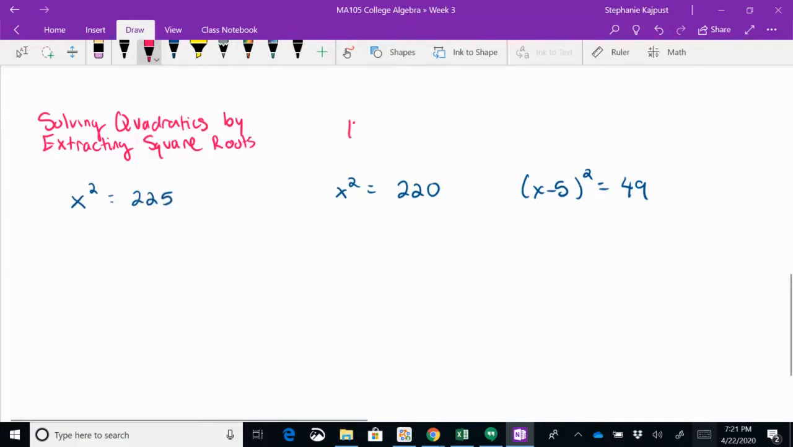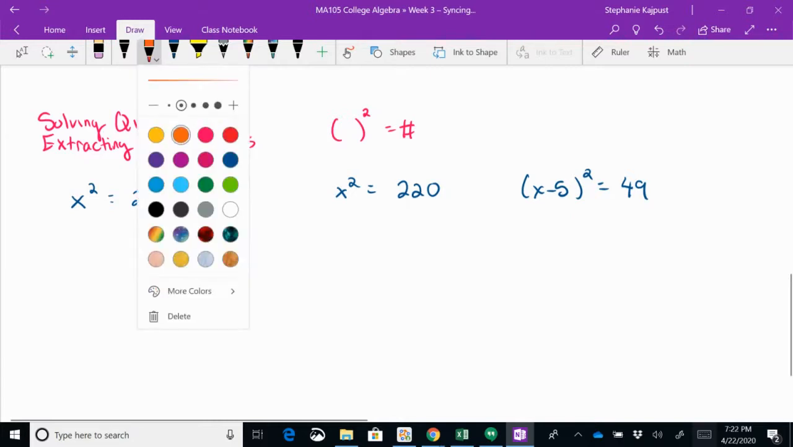So like something squared, I should use number. So I'll just do this. Something squared equals a number. That's sort of how you use this. And if it's not in that form, if you can put it in that form, that means you can use this method.